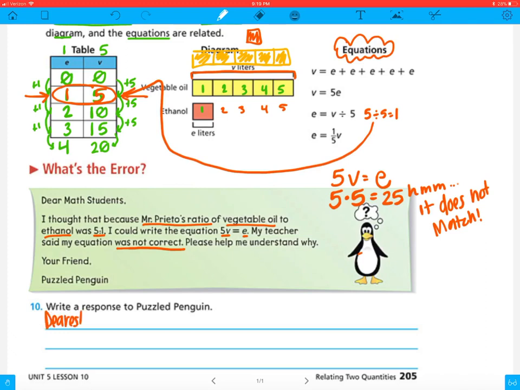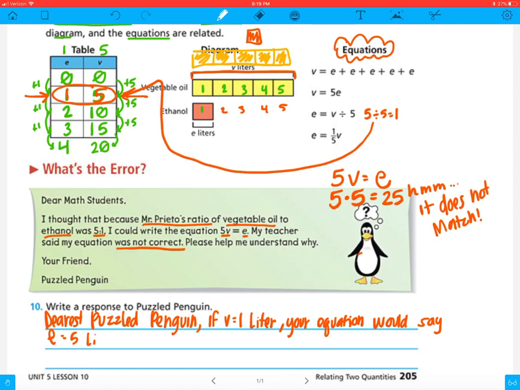Well, let's write back. Dearest, my BFF forever, Puzzled Penguin. Just don't want to let him down. And my eyes keep glancing up at that equation. Where could he have gone wrong? I think I might know. So if V was equal to 1 liter, then the answer would be correct. Right? Well, we'll see. So when we plug that in, if V equaled 1, we might be able to get the same answer of 5, but he has his numbers completely mixed up because he put 5V equals E.